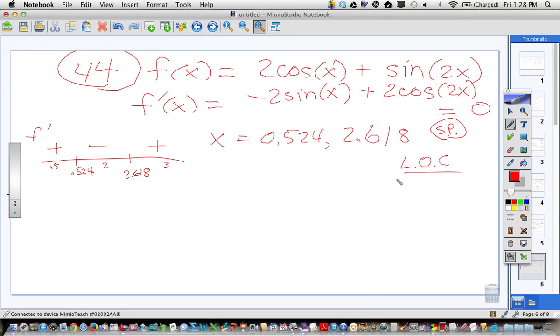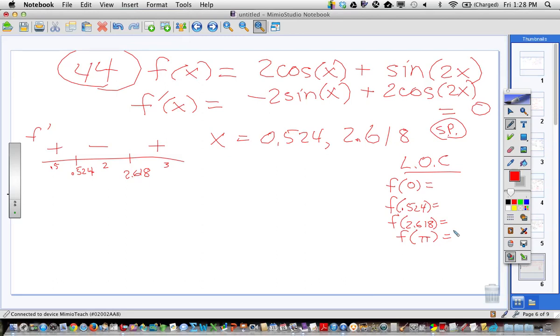So we're going to plug those into the original. So we're going to plug in 0. We're going to plug in 0.524. We're going to plug in 2.618. We're going to plug in pi. Now I'll let you finish that. But we could do the same thing with that vertical bar, right? We could type in our original function f on our calculator, do the vertical bar, plug in 0, plug in that, plug in that, plug in that.